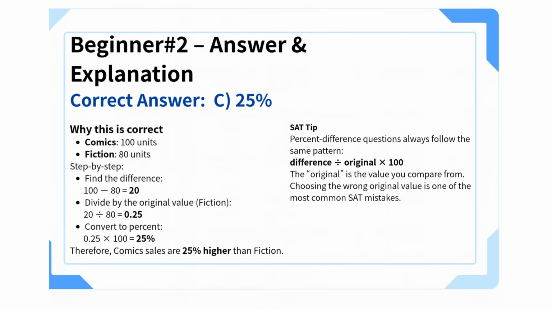The result is 25%. The most common SAT mistake is dividing in the wrong direction or comparing to the wrong category. But as long as you use the formula, difference divided by original times 100, you will always get the correct result. So the correct answer is 25%.